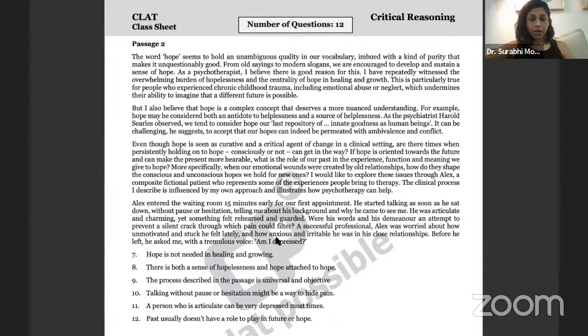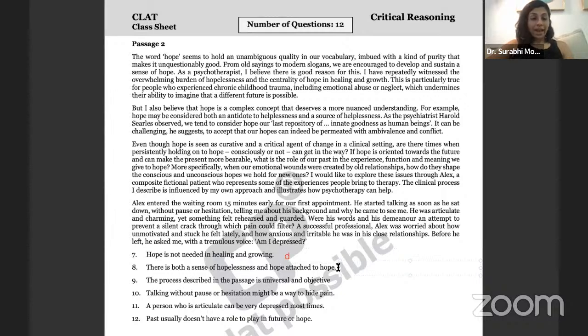Right? So, based on what we read, let's go to the first question. Hope is not needed in healing and growing. So, what is your answer to question number 7? I think right in the beginning, the author gives this answer. Hope is not needed in healing and growing. This is directly contradictory to what is written. Remember the definition we said, if something directly contradicts something which is written, it'll become definitely false.